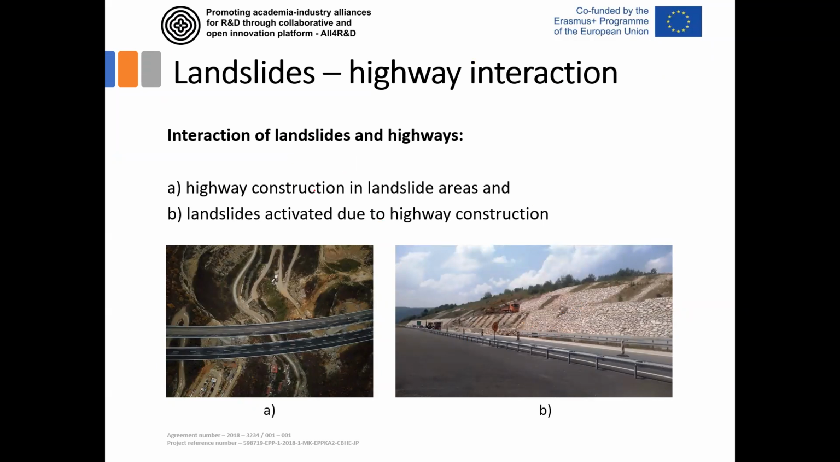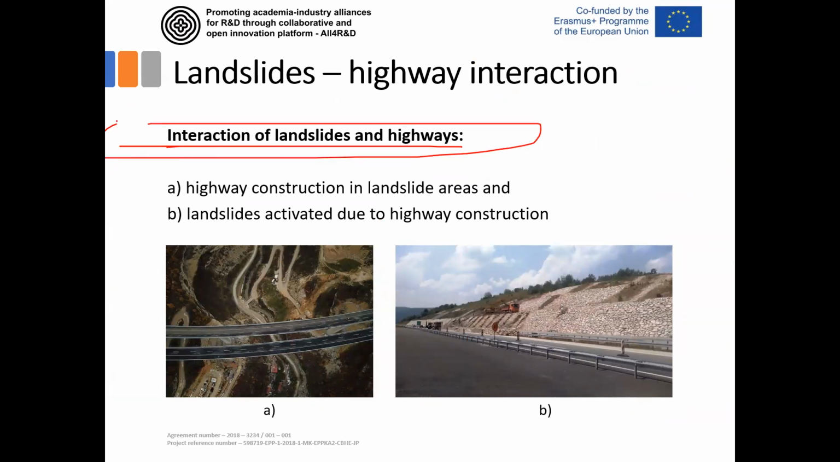As we said at the beginning, we have to separate two interactions of landslides and highways. The first interaction is that we are constructing highway in landslide areas. So we do it only if we really have to do it. This is really not a good practice, to bring the highway into the landslide area during road planning. Of course, the landslide is not always a very big problem.